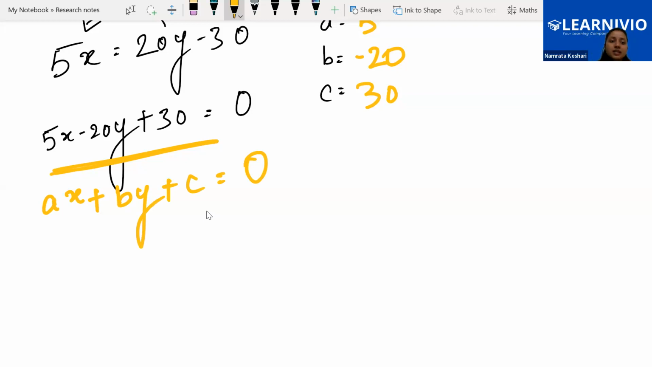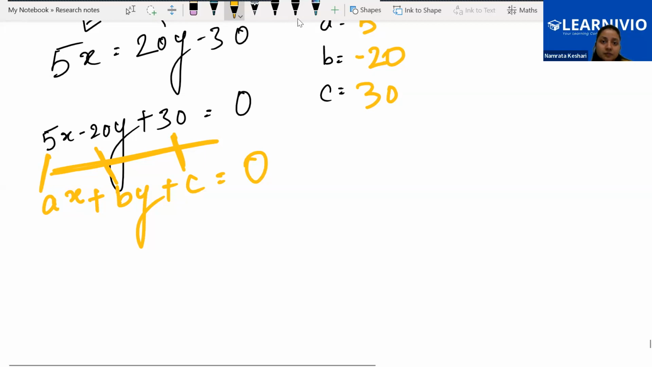Here a is the coefficient of x, b is the coefficient of y, and c is the constant term. So these are a, b, c. We have to be careful with the sign, be it a positive term or a negative term. Got it? Yes, ma'am. So let's do a few questions like this quickly.